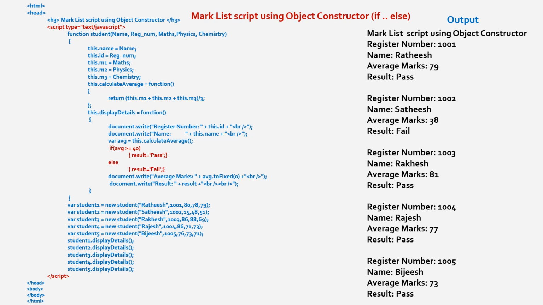During execution, the moment the object is created, it will be initialized here. The corresponding name is initialized here. The register number is initialized to ID, then marks, that is initialized to M1, physics M2, chemistry M3. Like that, initialization will happen here. Similarly, that will be performed for all 5 objects. After creating the objects, this method will be executed: display details.